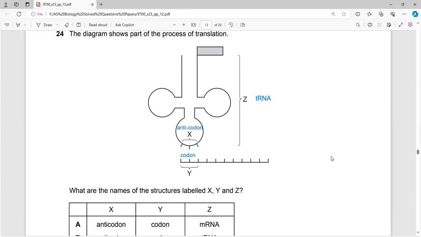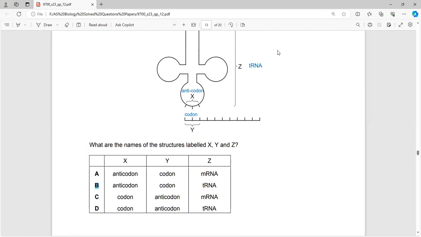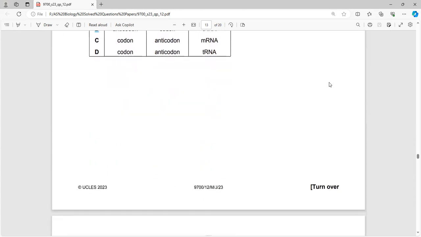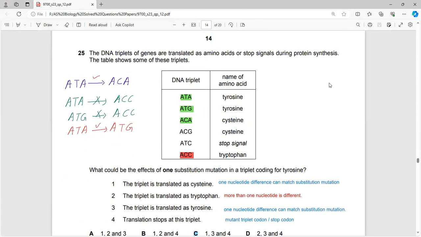So what are the names of the structures labeled X, Y, and Z? We're going to see what the correct labeling is. X is our anticodon, Y is the codon, and Z is transfer RNA. So B is our correct option here. We're going to proceed to the next question.